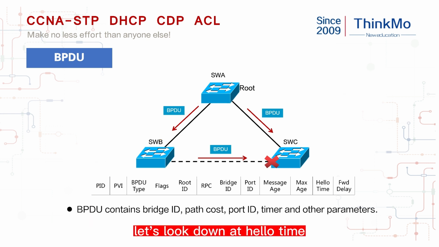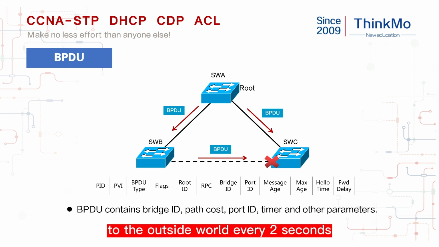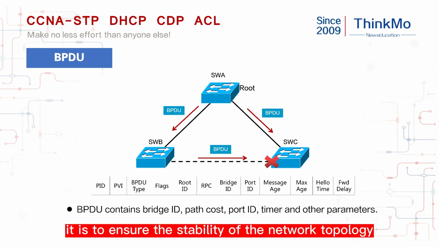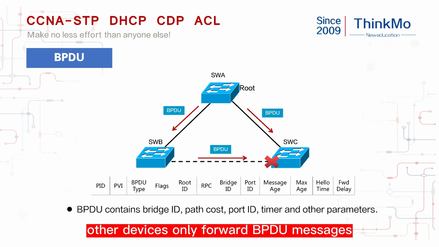Let's look down at hello time. This hello time is different from the hello time in OSPF. It is 2 seconds. It means that the root bridge will send a configuration BPDU to the outside world every 2 seconds. It is telling the whole network that it is the root. This is to ensure the stability of the network topology, just like hello packets greeting each other. The root bridge must keep sending, and the devices below will forward. When the topology is stable, only the root will send BPDU messages, and other devices only forward them.